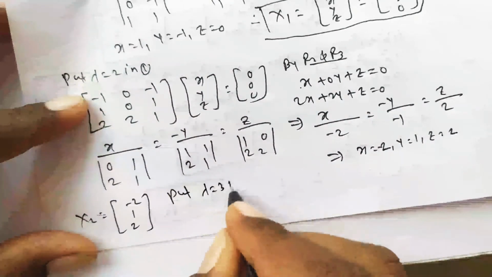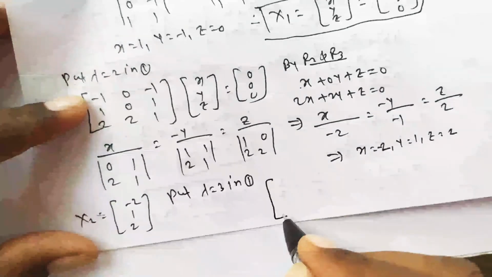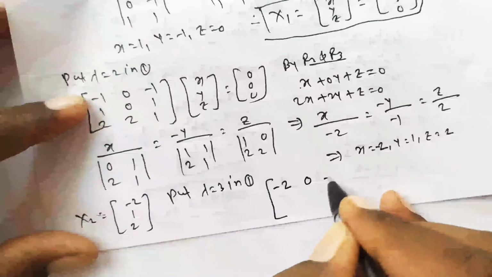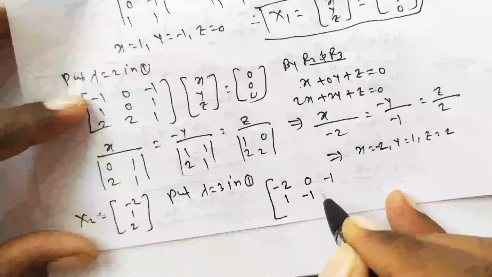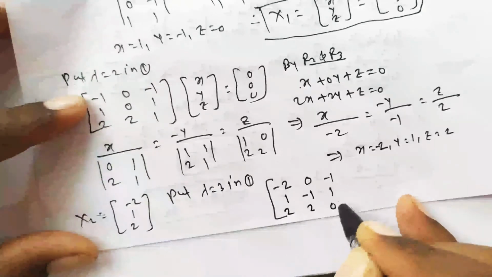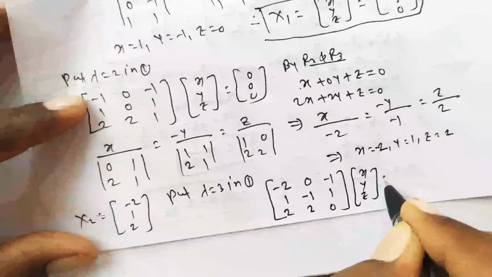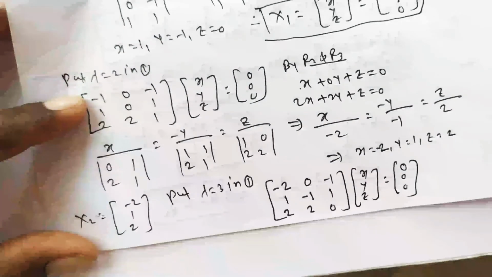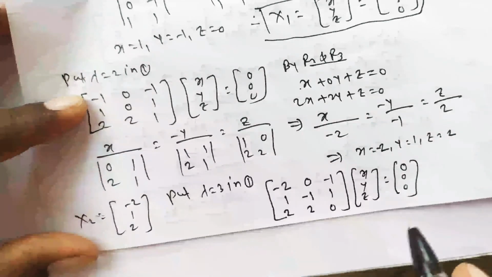by putting lambda equal to 3 in equation 1. So if we put lambda equal to 3 in equation 1, then equation 1 becomes 1 minus 3 is minus 2, 0, minus 1, then 1, 2 minus 3 is minus 1, 1, and the last row becomes 2, 2, 3 minus 3 is 0, into x, y, z equal to 0 0 0. Here also consider two distinct rows. So what are the distinct rows here? I think all three rows are distinct. You can choose any two rows.